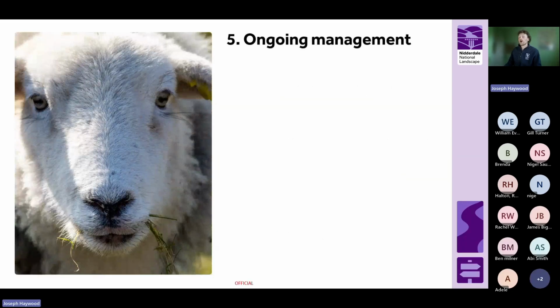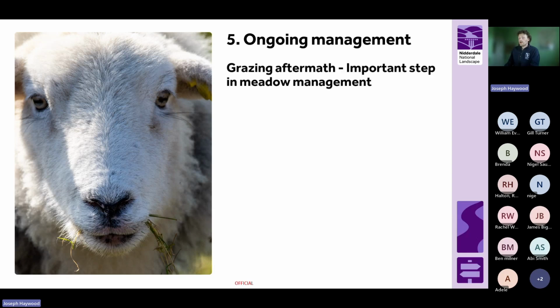So we're going on to the ongoing management now. You've mown, you've removed the vegetation, you've created bare ground, you've sown your seeds, and you've trampled it all in. What next? Grazing your aftermath is really important. The aftermath is at the back end of summer when there's still a little bit of growth. After you've mown your meadow, it'll have a final little flurry in the last dying heat and light of the summer months, growing a little bit more grass.